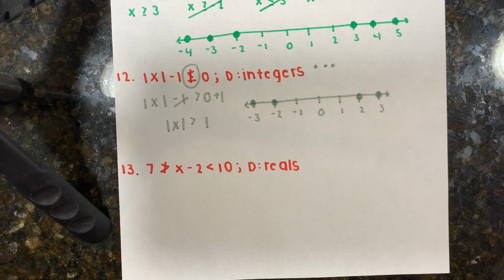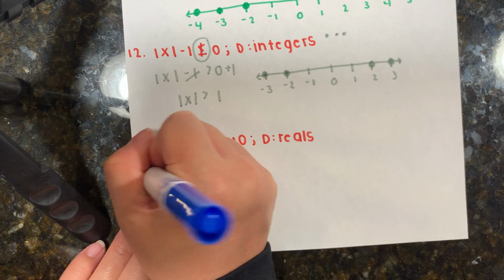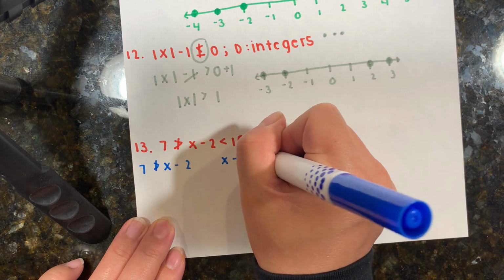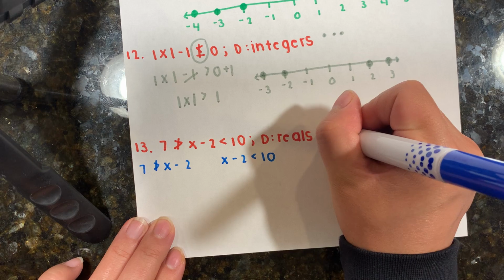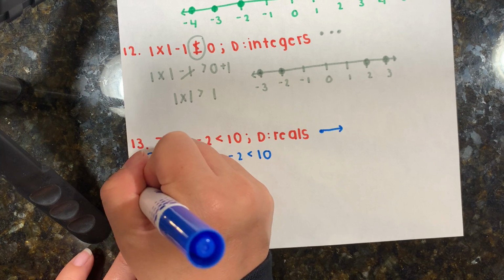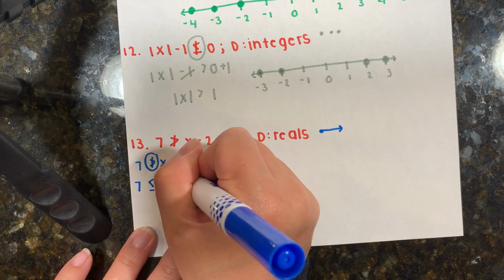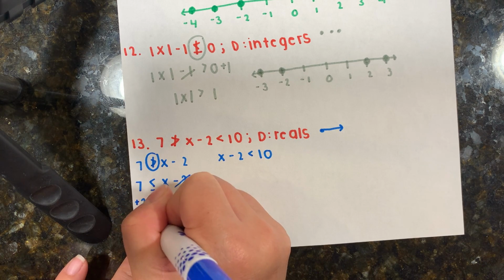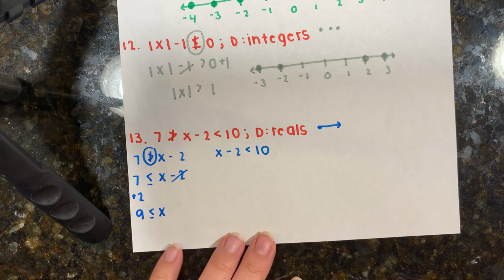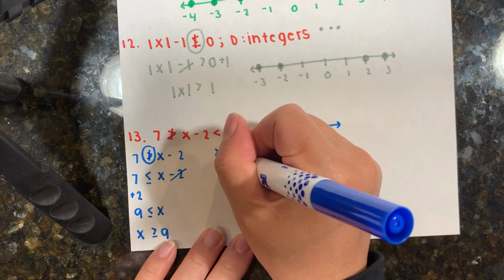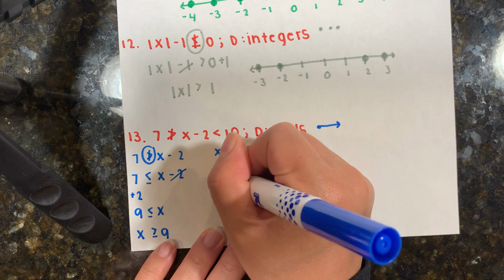And then the last one we're going to do is number 13. I'm going to start by just separating out this inequality. So it would be 7 is greater than or equal to x minus 2, and then x minus 2 is less than 10. For this one, domain is real, so it's going to be a point with an arrow. I'm going to flip this inequality, so I have 7 is less than or equal to x minus 2. Then move the 2, so I have 9 is less than or equal to x, but I'm going to flip that because I always want the x on the left. So it'd be x is greater than or equal to 9. For this one, I'm just going to add 2 to both sides, so I have x is less than 12.